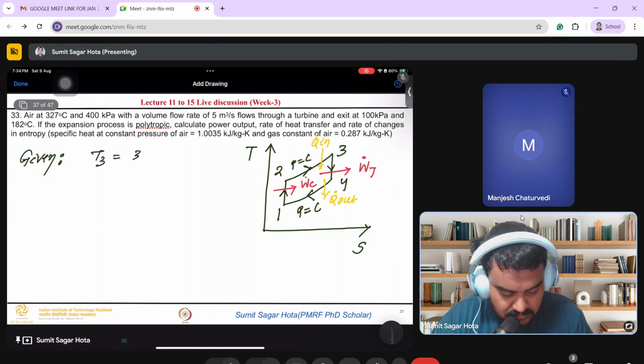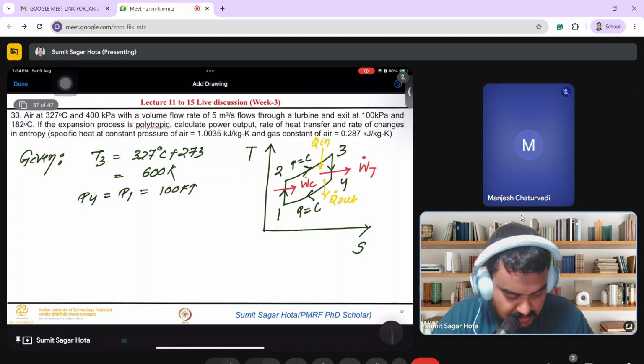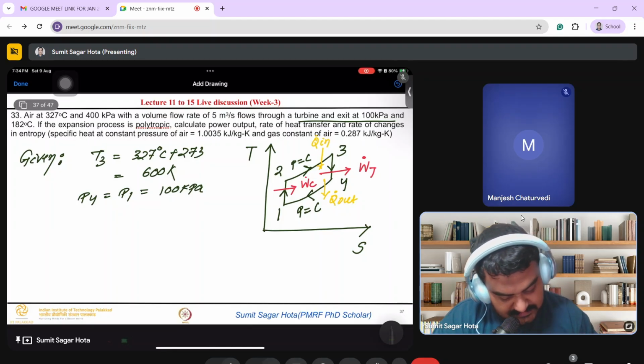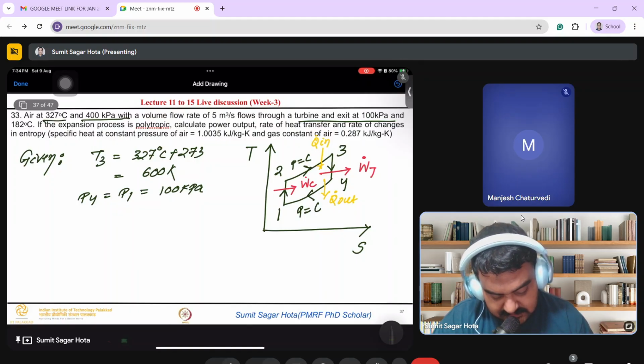T3 is equal to 327 degrees Celsius plus 273 is equal to 600 Kelvin. P4 is equal to P1 is equal to 100 kilopascal, given. Because the air flows through the turbine and exits at 100 kilopascal and 182 degrees Celsius. That means the inlet is given as 400 kilopascal and 327 degrees Celsius.